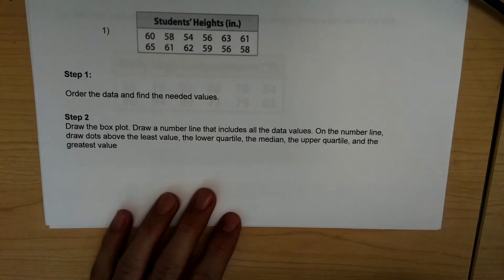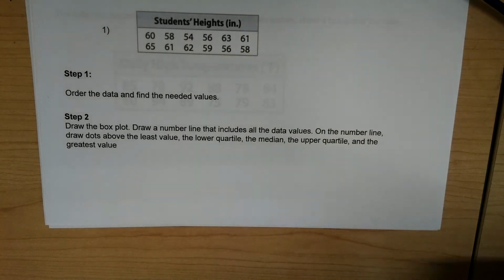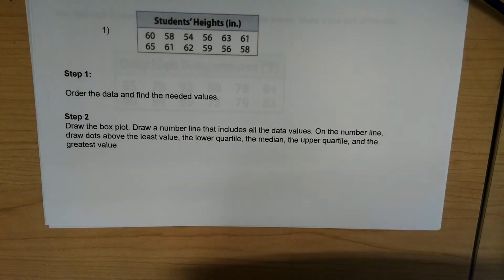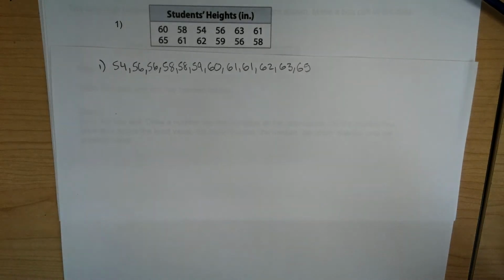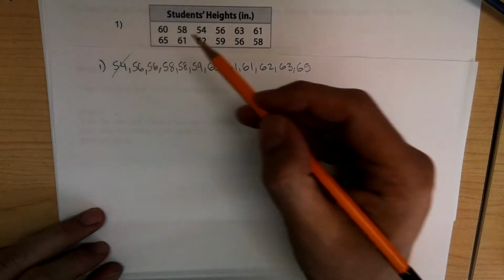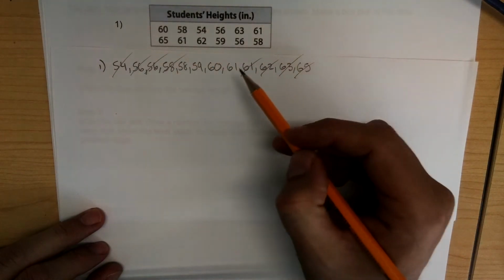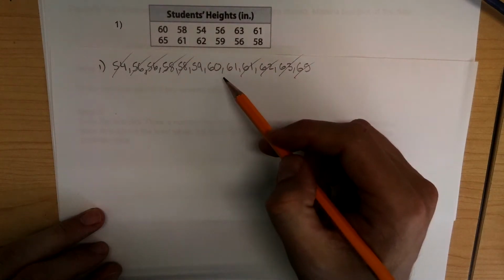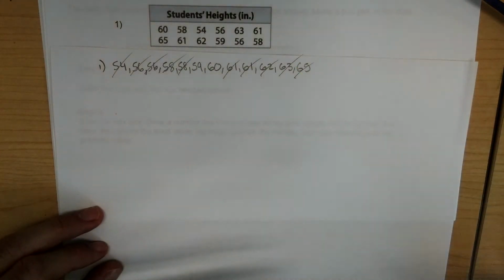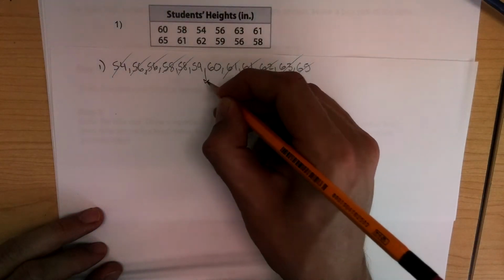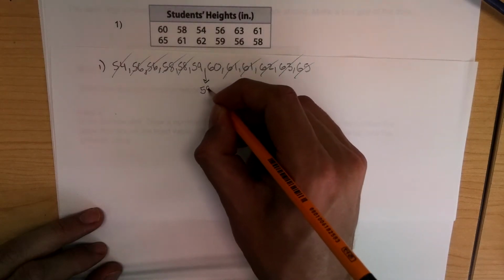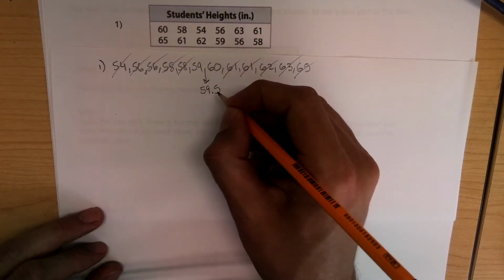Let's do some examples. Let's pause the video and put these in order. I have them in order from least to greatest. I double checked. I need to find out the median of my data set here. So I'll start off by crossing off the sides here in even increments to get two remaining numbers. So my median is going to be in between the 59 and the 60, which is 59.5.